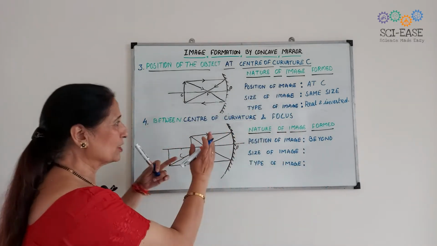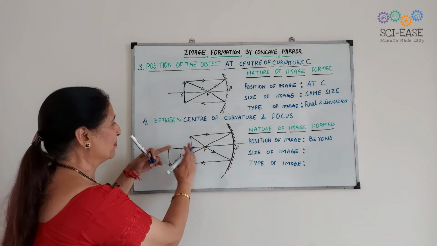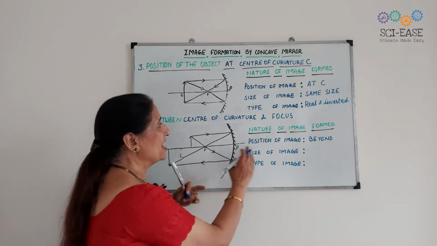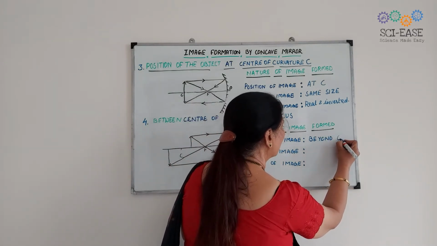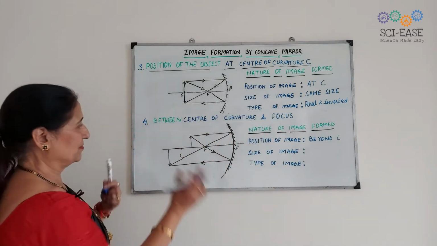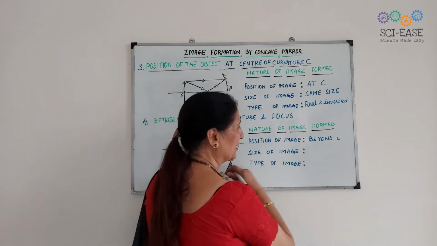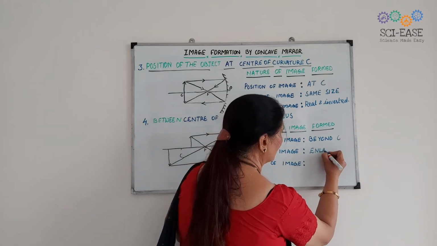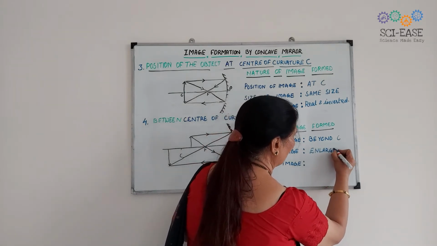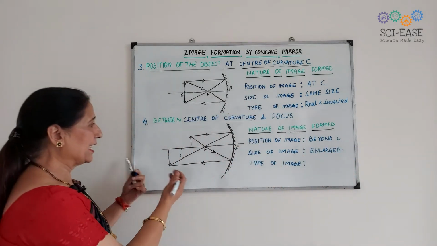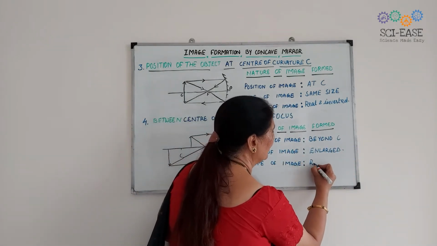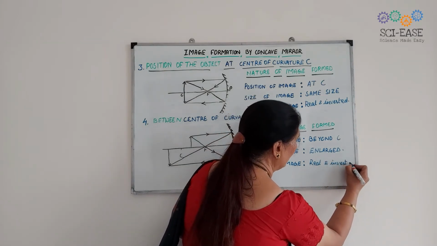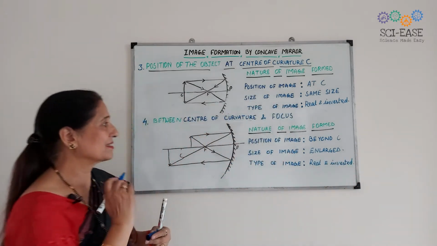When the object was beyond C, the image was formed between C and F, but now the object is between C and F, the image is formed beyond C. Size of the image, you can see it is bigger, larger, or you can say enlarged than the object. And type of the image is again real and inverted. So four ray diagrams we have done. In all, we will do six ray diagrams.